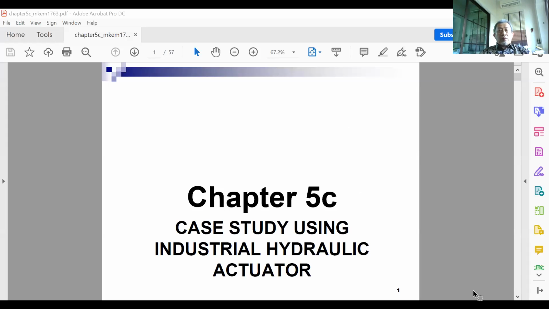Bismillahirrahmanirrahim. So today is 24th of January, Sunday. So we continue with our second case study, chapter 5C, case study using industrial hydraulic actuator system.